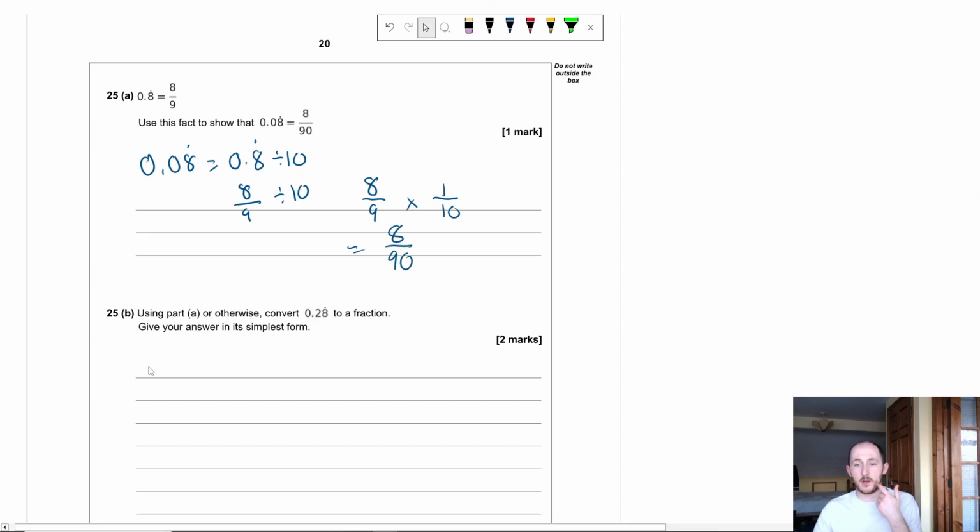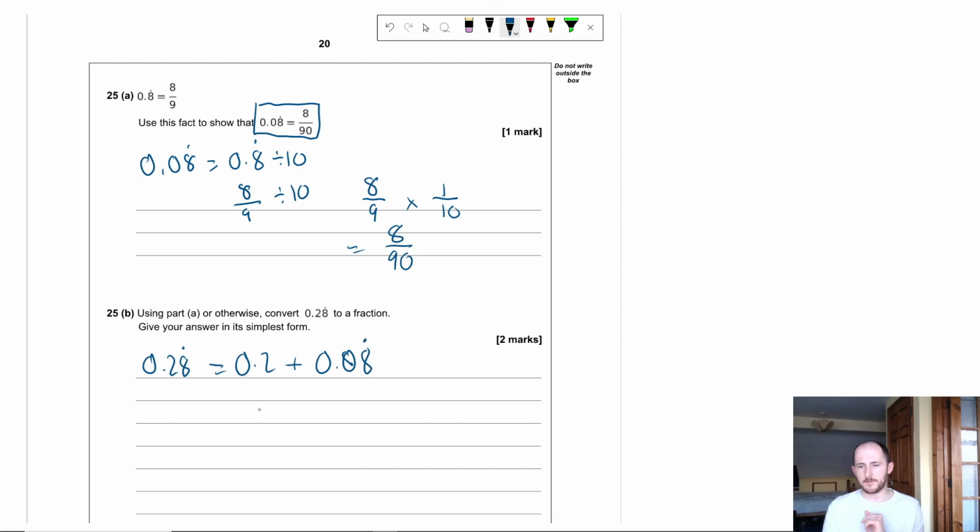And it says using part A or otherwise. Remember, when it says using part A, you should probably use part A. Convert 0.28 recurring to a fraction. Well, 0.28, if I need to use this first part here, it means I need to get 0.08 by itself. So that is 0.2 plus 0.08 recurring. 0.2 as a fraction is 2 over 10, plus 0.08 is 8 over 90.